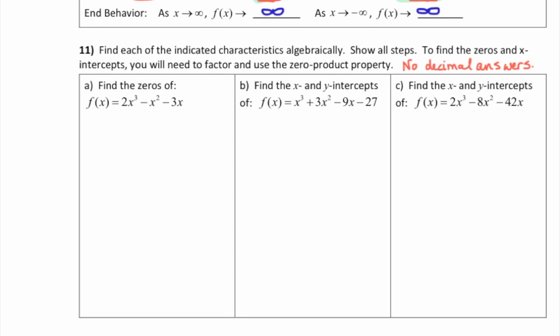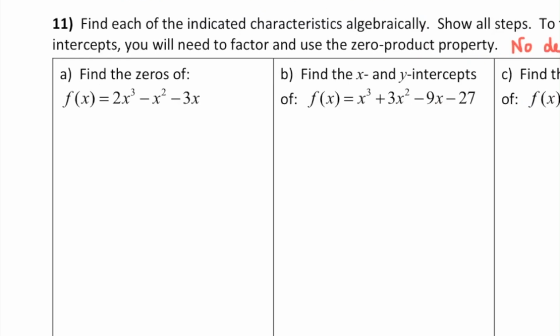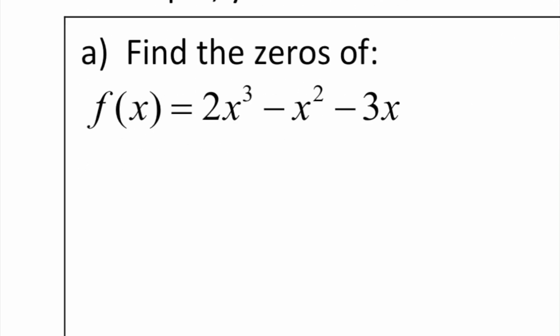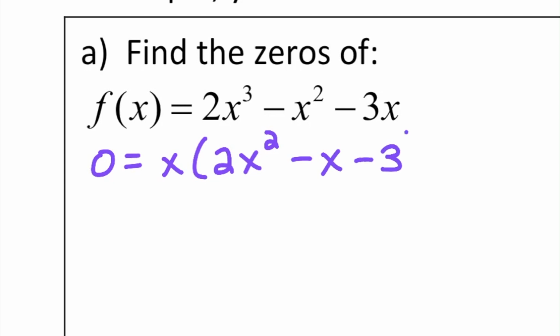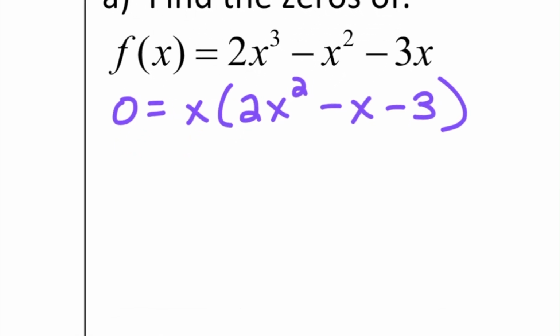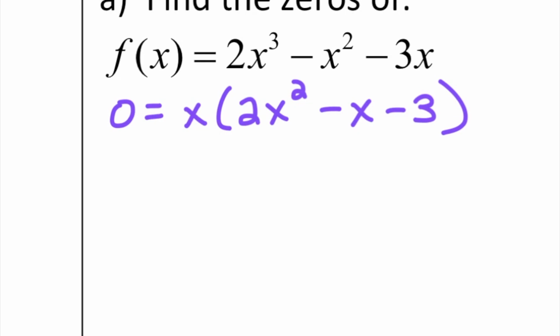So for letter A, I'm going to factor this. I'm going to set everything equal to 0. And I'm going to start by factoring out a GCF that's x. So I get 2x squared minus x minus 3. And now I'm going to factor that quadratic.